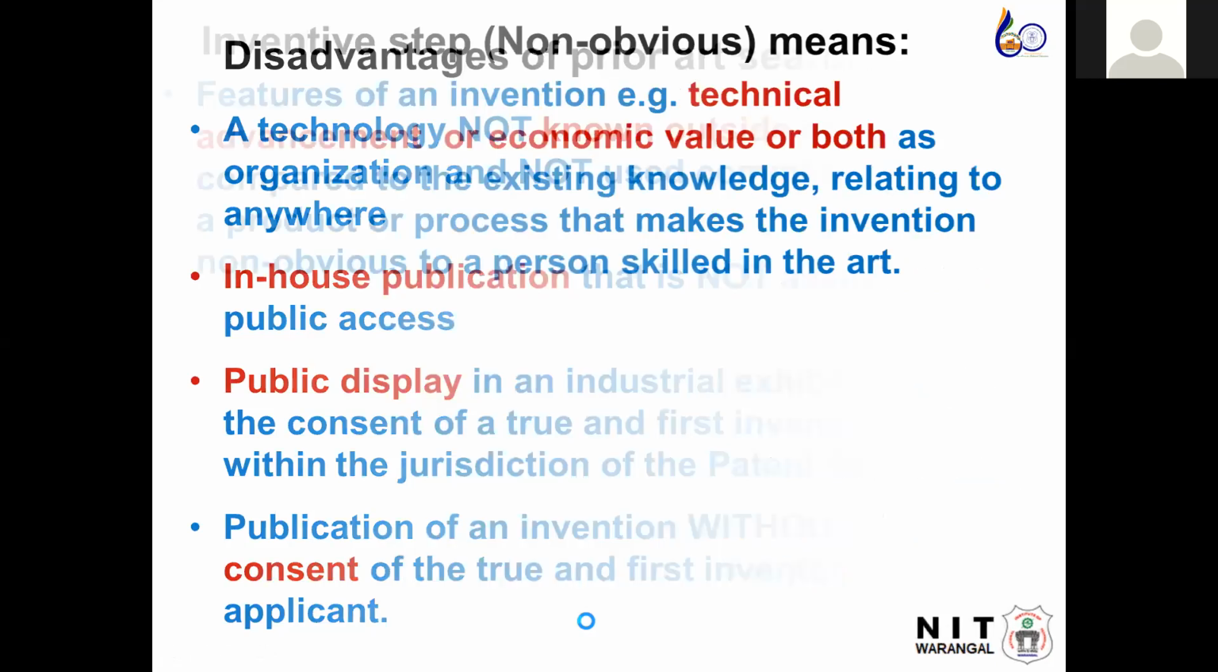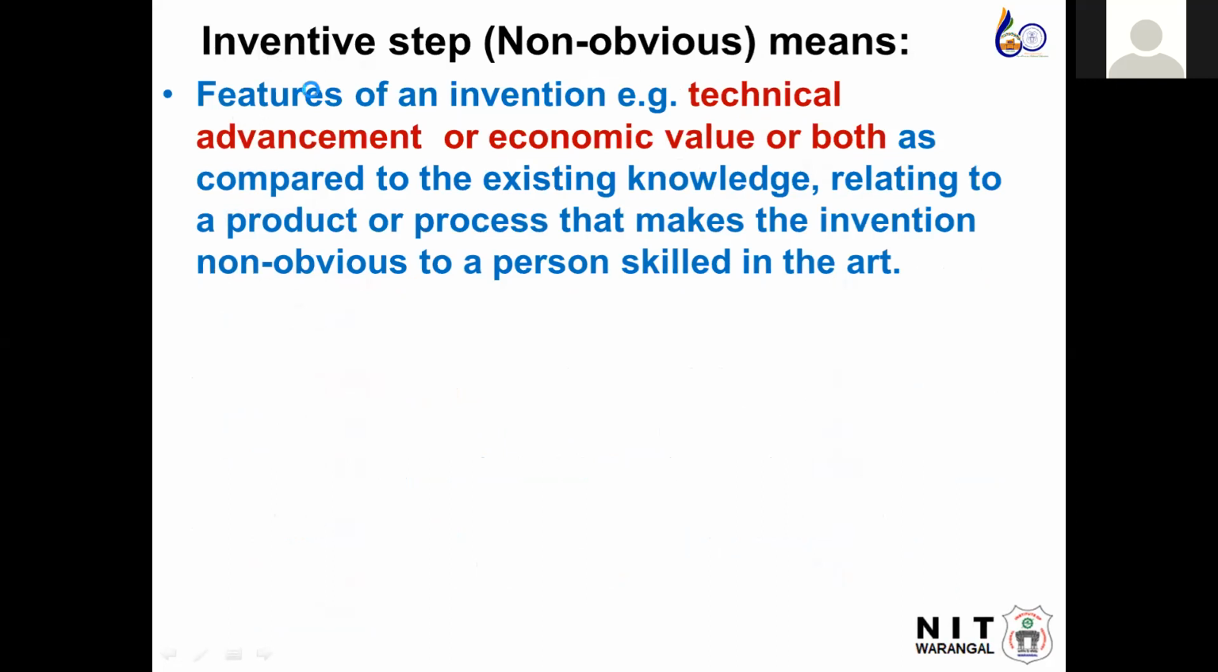And always see that there should be, that is about the prior art, non-obvious thing. Non-obvious or the inventive step should always be there. So what does it mean? So it is the invention with technical advancement. I told you that a walking stick is a known thing. You cannot have a patent on that. It's a known thing.